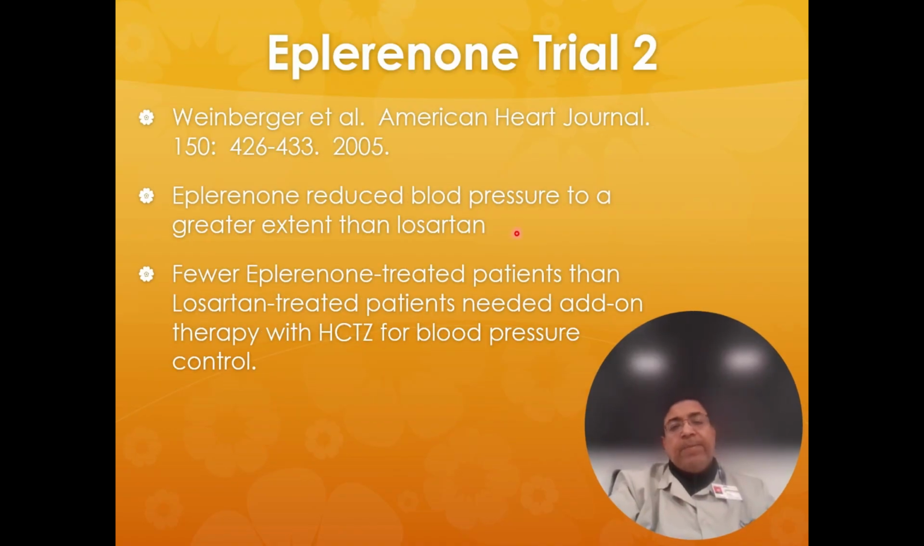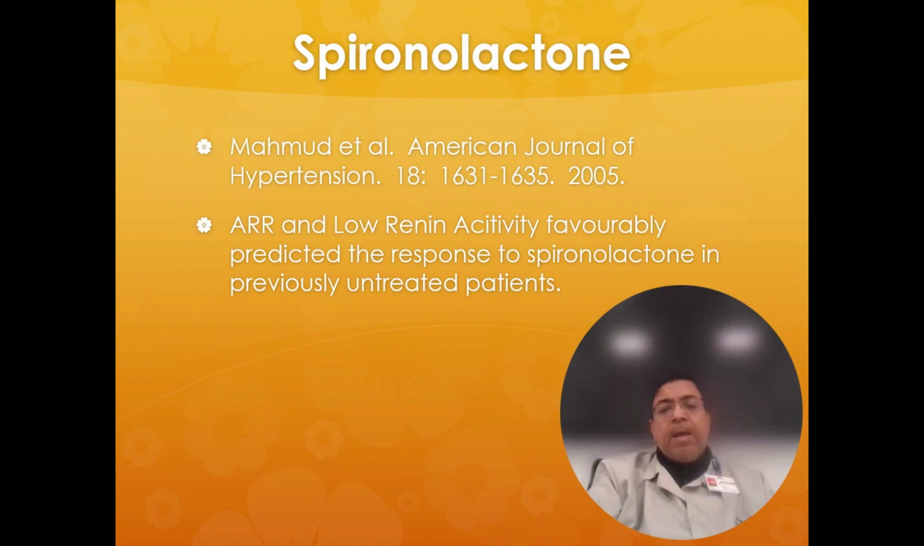In another study, eplerenone reduced blood pressure to a greater extent than losartan, and fewer eplerenone-treated patients than losartan-treated patients needed add-on therapy with hydrochlorothiazide for blood pressure control. Aldosterone to renin ratio and low renin activity favorably predicted the response to spironolactone in previously untreated patients.